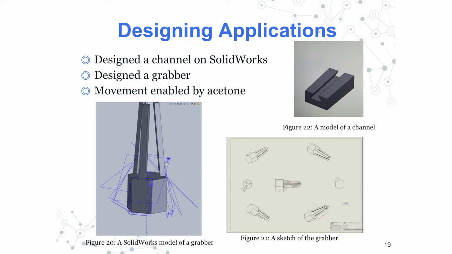We first initially designed a channel on SolidWorks to test flexing, and after this experiment, we also designed a grabber. The grabber, as you can see on the lower left, contains 3 channels attached to a hexagon base. When in contact with acetone, the channels will bend outwards, and as the acetone evaporates, the channels will start to return to their original position, allowing the grabber to pick up small objects.